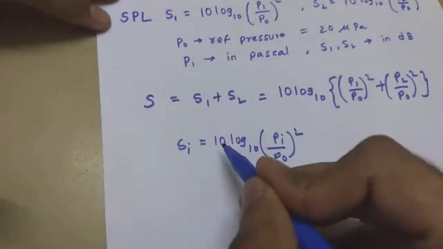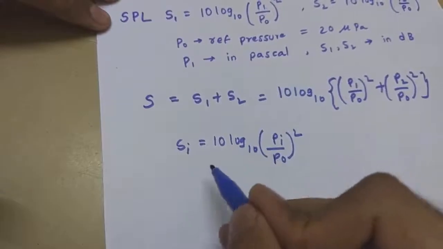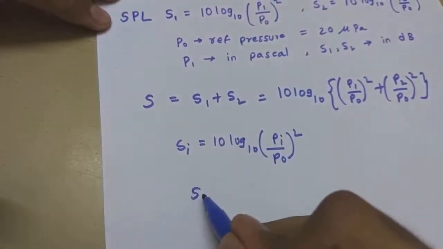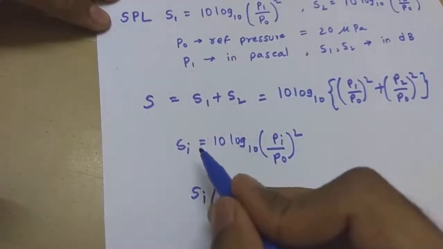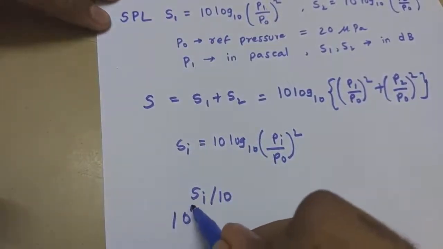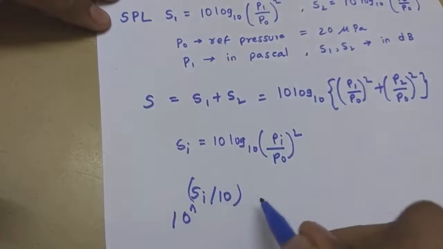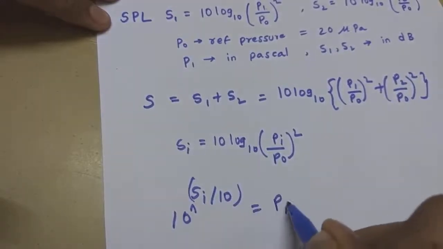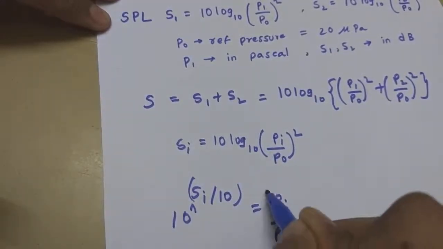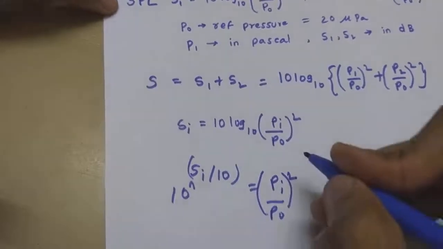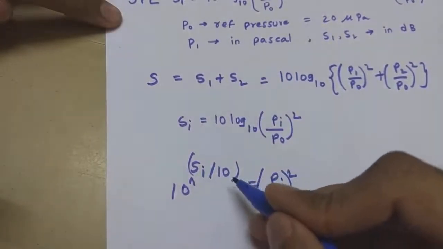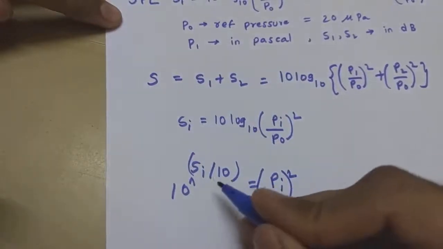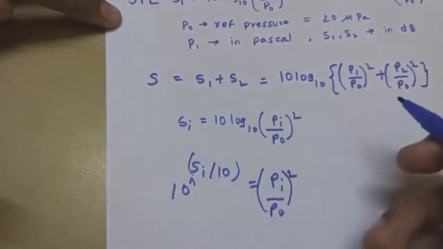You can just rework this equation. If I send the 10 over here, it's going to be Si by 10. And if you take the logarithm to the other side, it becomes 10 power, because it's to the base 10. And this equals (Pi by P0) squared. So as you can observe here, this value is equivalent to 10 power Si by 10. If i equals 1, it'll be 1, and if i equals 2, it'll be 2.